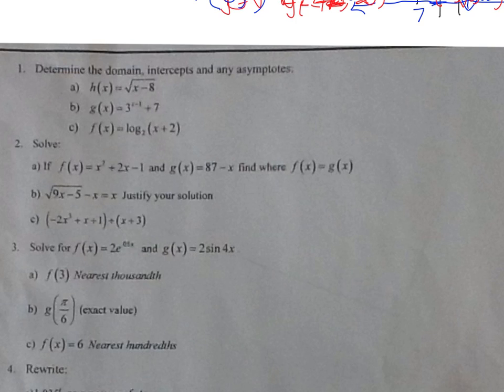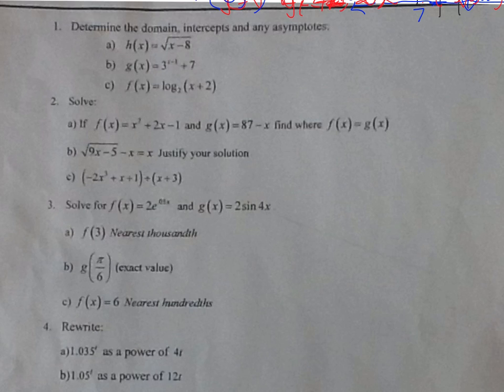Okay, so number 2 says you want to solve. F of x is equal to this polynomial, and g of x is equal to this. And I want to know, when is f of x equal to g of x? So I want to know, when is my y value equal to my y value? So, therefore, what I'm looking for is, what are my x values so that my y values are equal? So I just take these two here, and I set them equal to each other, and I solve for x.